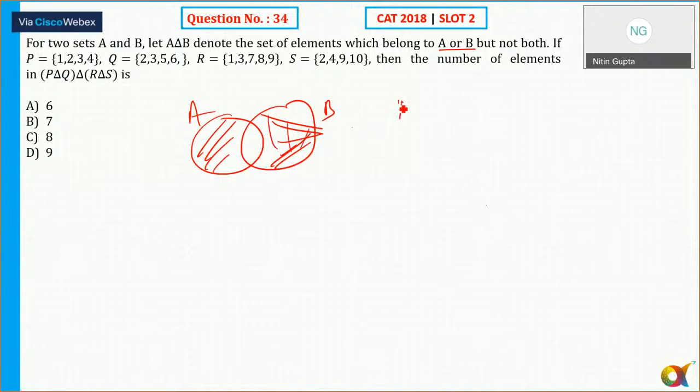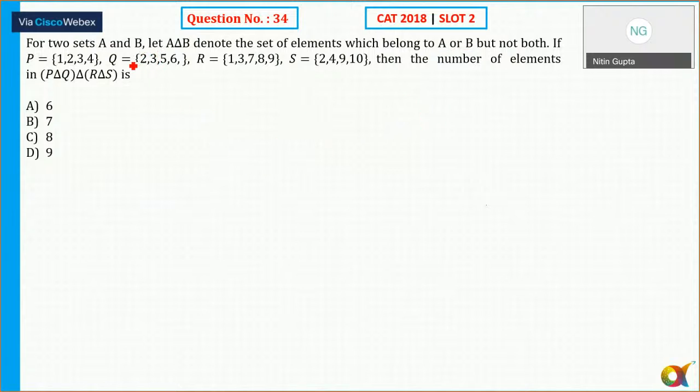So first of all, P and Q: what is the common part? Is there something common in P and Q? If you look at here, in P and Q, 2 and 3 are common. So in P triangle Q, remove this part, which belongs to A or B but not both. So I can say P triangle Q is 1, 4, 5, 6.